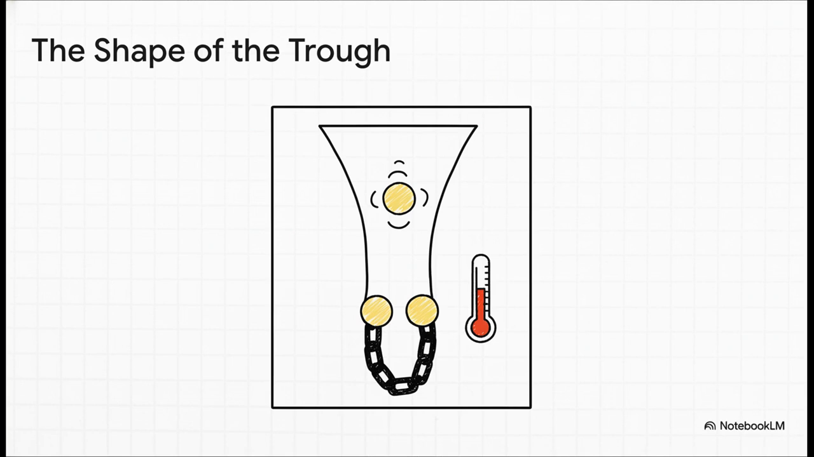If you have a material with a deep and narrow trough, think ceramics, that means it has a really high bonding energy. And because that well is so tight and narrow, the atoms can't vibrate very far. The result? Very low thermal expansion.